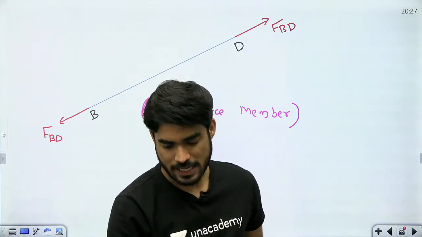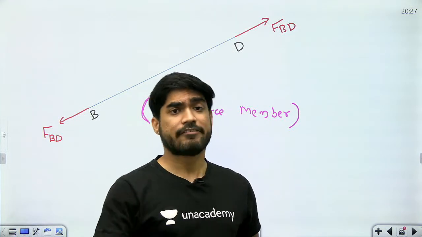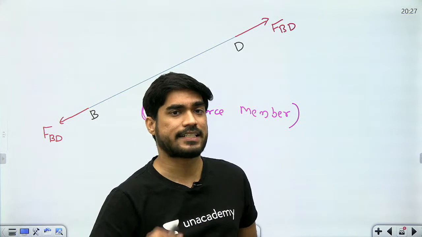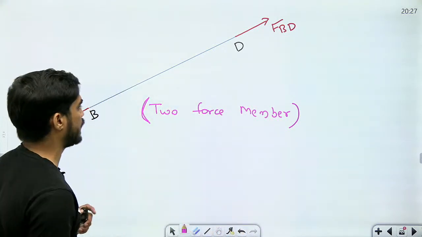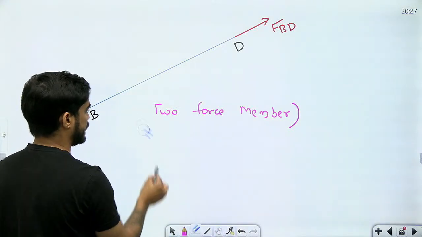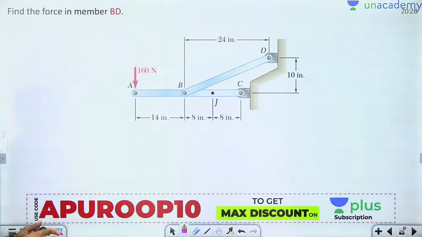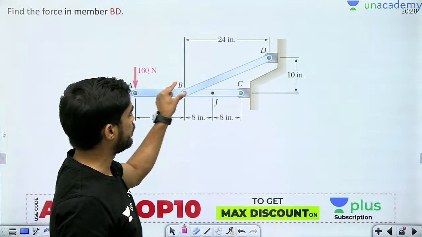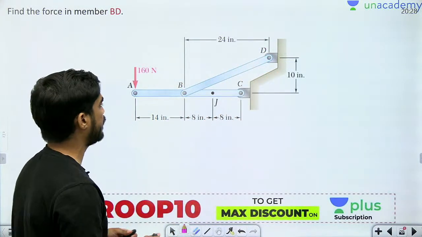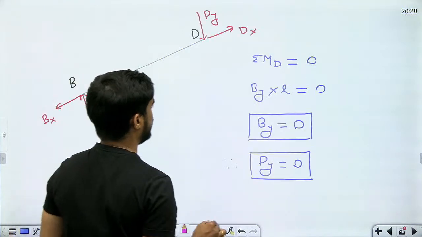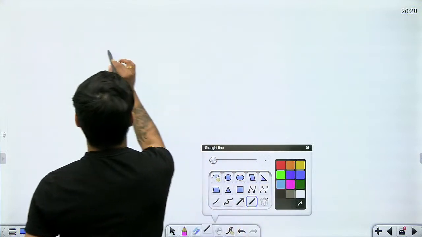Yes. Let's first solve this problem. Then I will tell you exactly in which condition we get a multi-force member and in which condition we get a 2 force member. Now I know that there is only one force in BD, FBD along BD. Now draw the FBD of ABC. The time has come to draw the free body diagram of ABC.